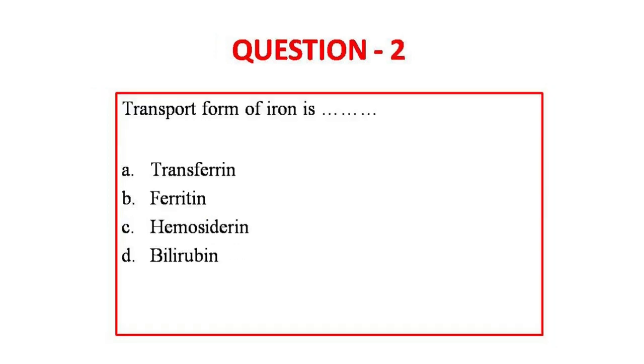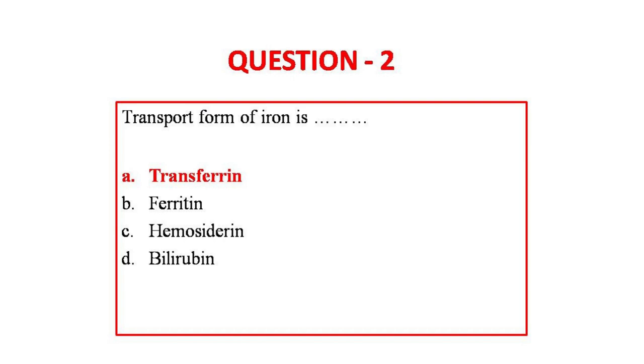Transport form of iron is, they've given 4 options: transferrin, ferritin, hemosiderin and bilirubin. So the answer to this question, that is the transport form of iron, is transferrin. You can have a mnemonic like this: see, transport, transferrin. It has its own definition to it. So ferritin and hemosiderin are the storage forms of the iron. Transferrin is the transport form of iron.